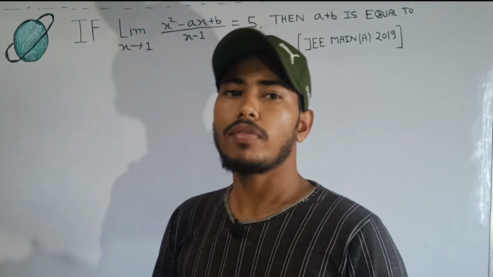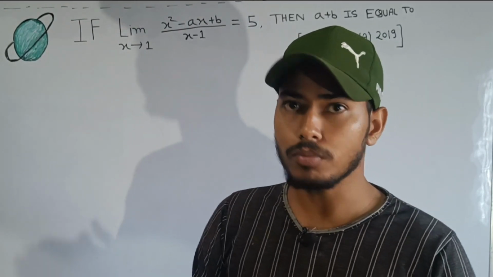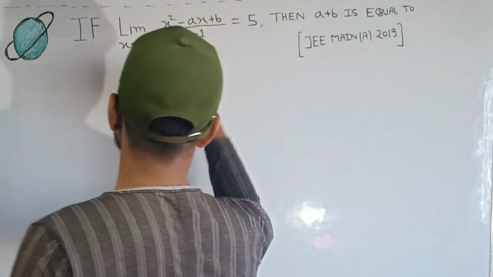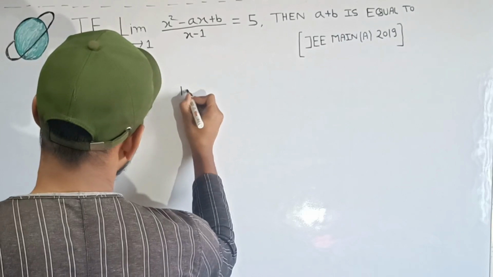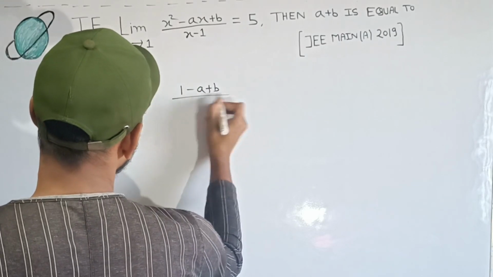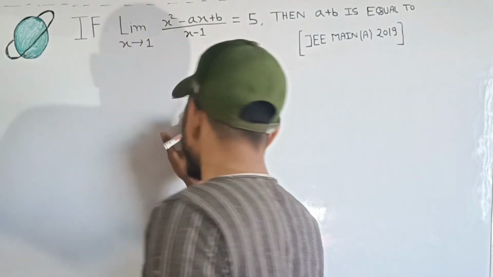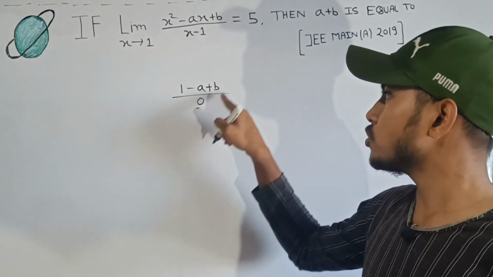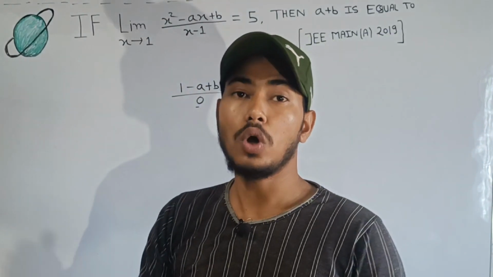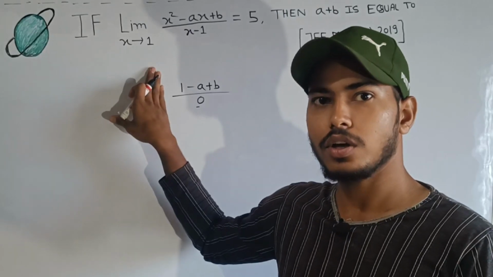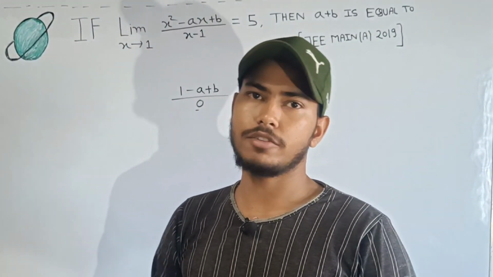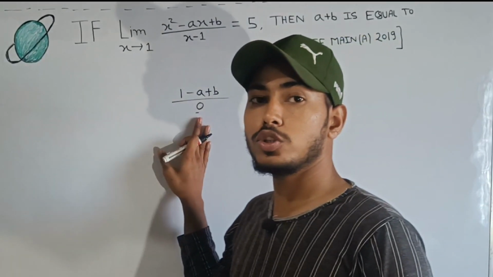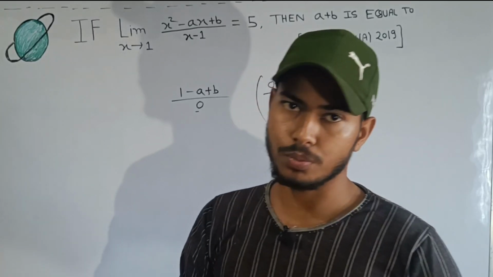Now we shall observe which indeterminate form is being formed by this limit. If you put the value 1 in this expression, you will get 1 minus a plus b divided by 0. Now this shows that if the denominator is equal to 0, then the numerator should also be equal to 0. Only then will this limit exist, because this forms an indeterminate form, and that is 0 by 0.